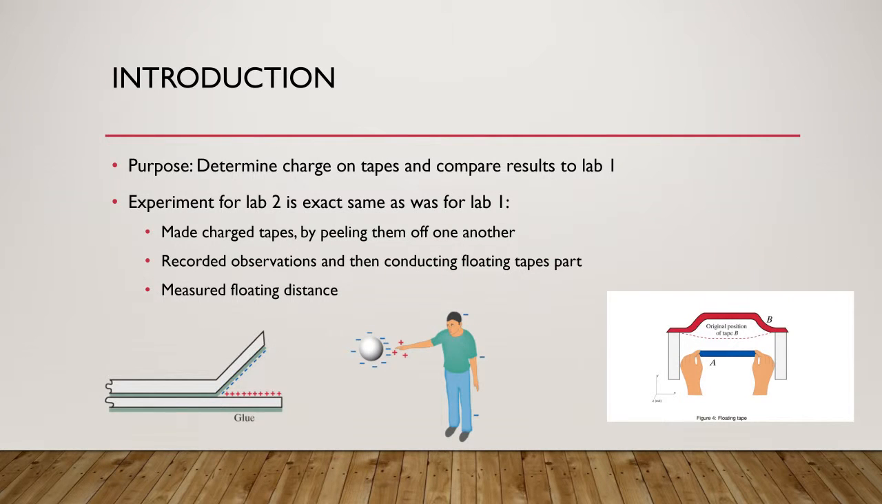Overall, Lab 2 is very similar to Lab 1. We followed the exact same procedure of creating charged tapes by peeling two pieces of tape off one another. We also did the floating tapes experiment and found the floating distance. Our goal in this lab was to determine the charge on the tapes. This time around, we modeled the situation differently, which would change the value of Q.